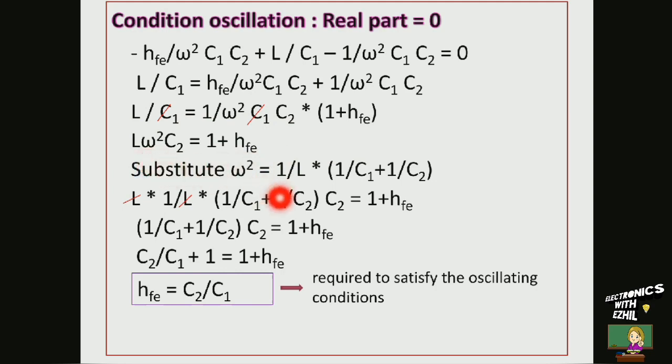Here omega square is replaced by 1 by L into 1 by C1 plus 1 by C2, which was found in the previous slide. Here L is carried over. For omega square, 1 by L into 1 by C1 plus 1 by C2 is substituted. C2 is carried over here, equal to 1 plus h of E, written as it is. These L's are getting cancelled. Then 1 by C1 plus 1 by C2 into C2 is written, which is equal to 1 plus h of E. We'll bring C2 inside. C2 by C1 plus C2 by C2 is 1, which is equal to 1 plus h of E. We'll cancel 1 on both sides. h of E equal to C2 by C1. This is the value of h of E required to satisfy the condition for oscillation.